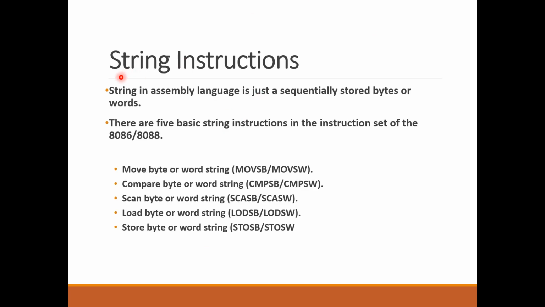And we are moving to the string instructions, and we can say a string in assembly language is just some sequentially stored bytes inside the memory or inside the registers. If they are 8 bits they are called bytes, if they are 16 bits they are called words. So in order to execute some instructions on those strings which we have in the memory or registers, we need to know those basic instructions, which are move, compare, scan, load, store, and we are going to talk about each of them with an example in detail.